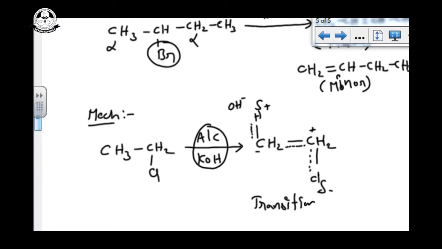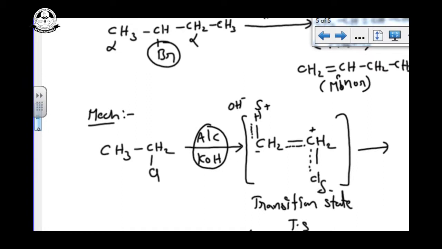Transition state. The transition state will be represented as TS. It is kept within square brackets. The transition state is otherwise also called a baby alkene. Baby alkene means an alkene is going to form.